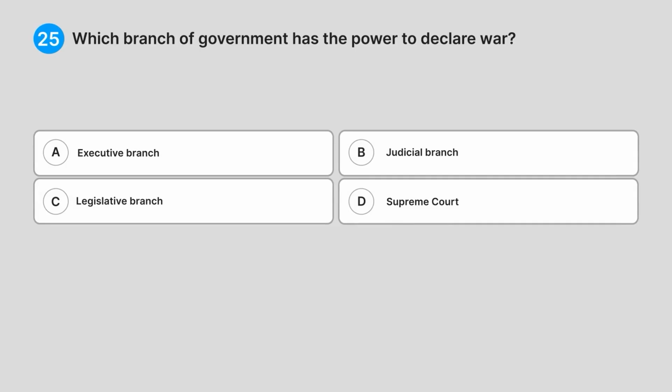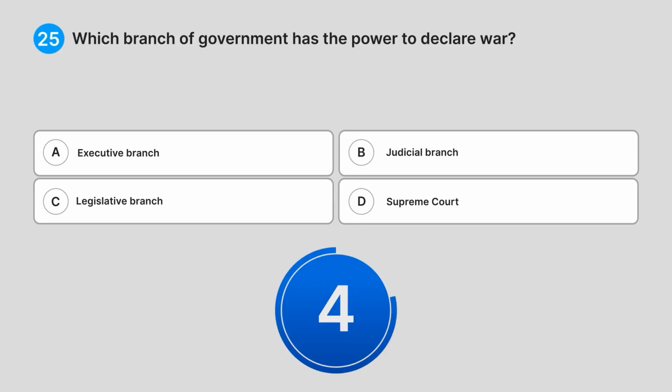25. Which branch of government has the power to declare war? A. Executive branch. B. Judicial branch. C. Legislative branch. D. Supreme Court. What do you think is the answer?